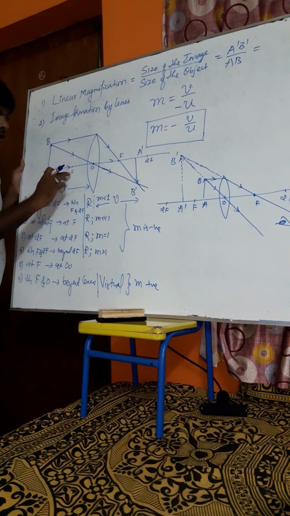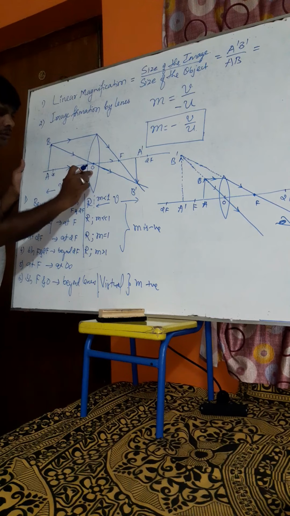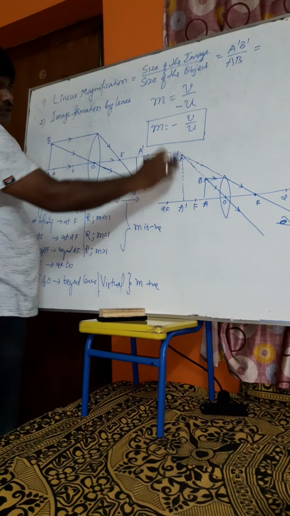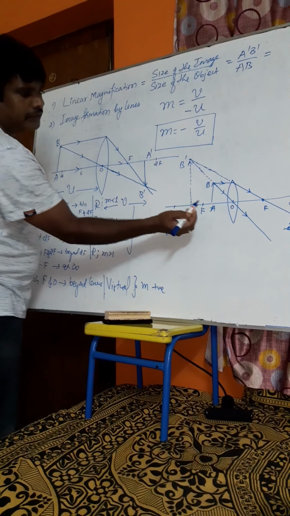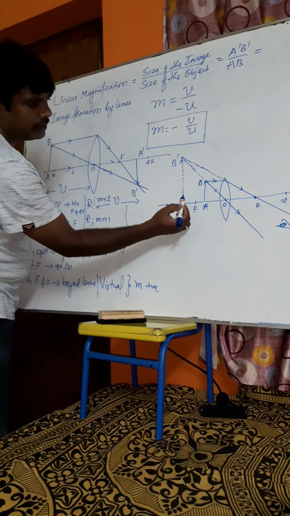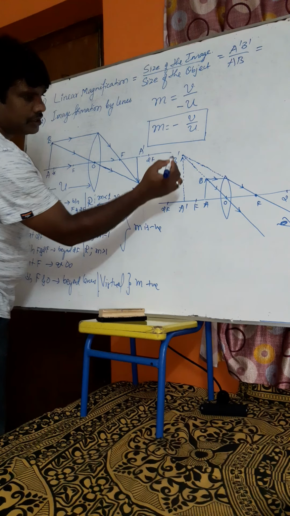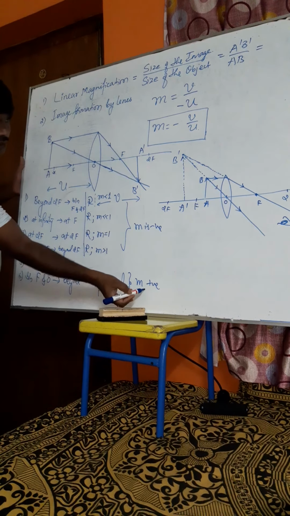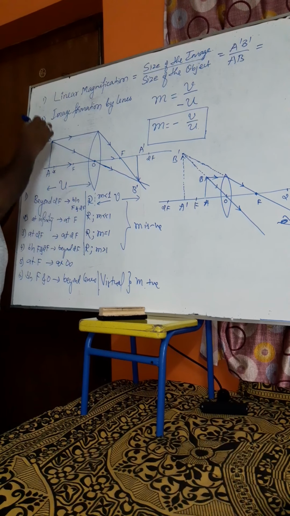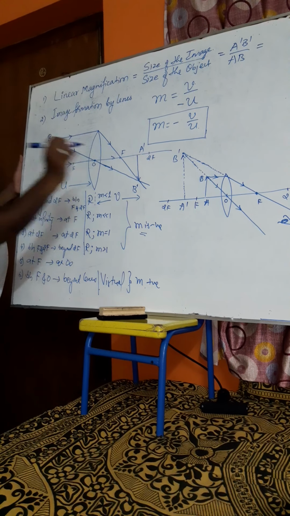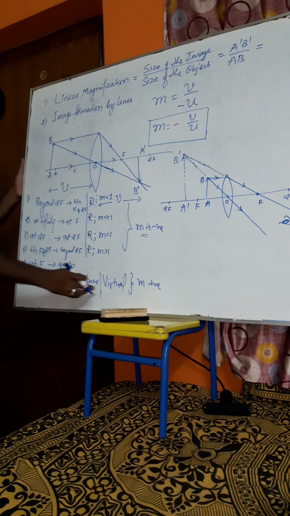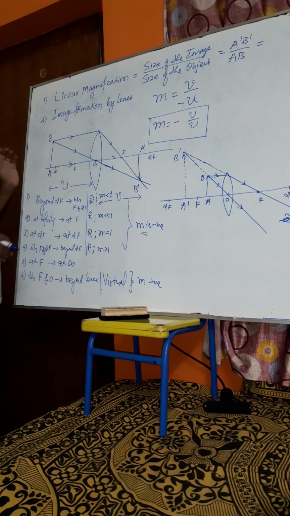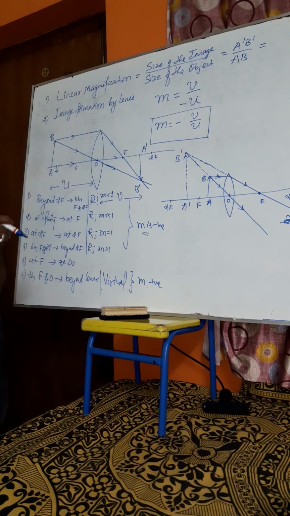Next, finally, if the object is between f and O, the image is not real, it is virtual. See, for a virtual image, both object and image are in the same direction, so both values are positive. That's why the magnification is positive. For real images, one is negative and the other is positive, that's why magnification is negative. For virtual images, magnification is positive. Okay, in the next video I am continuing the next part of this session. Thank you.